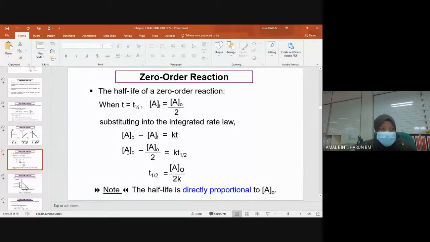For the half-life of the zero order, we substitute the value A initial, and then after one half-life, it becomes half of its initial concentration. So the concentration is A initial divided by 2. And then we substitute into our integrated rate law, so we'll get this, and then we will rearrange until we get the half-life. The T for the half-life is A initial over 2K.